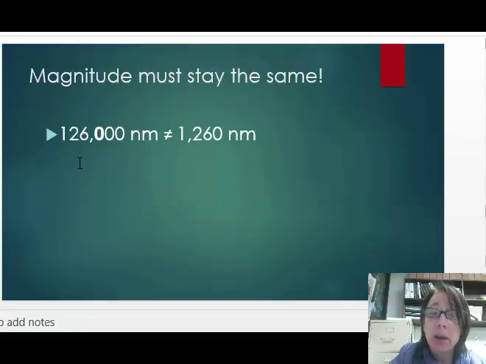Remember, when we round a number, we cannot change the magnitude of the number. 126,000 does not round to 1,260. These values have different magnitudes. Expressing a number in scientific notation allows you to maintain any number of sig figs with the correct magnitude.